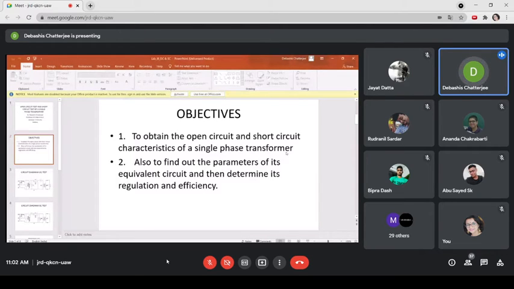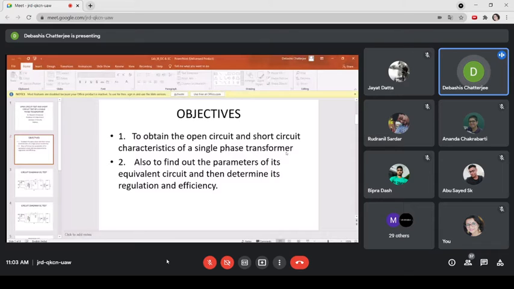But in case of open circuit characteristics, you get a non-linear characteristics. At some magnetizing current, the voltage depends on flux. V is proportional to d phi dt. So if the flux doesn't increase, that is, if it saturates, naturally you get a saturation curve. So the characteristics will be linear in one case and non-linear in the other.